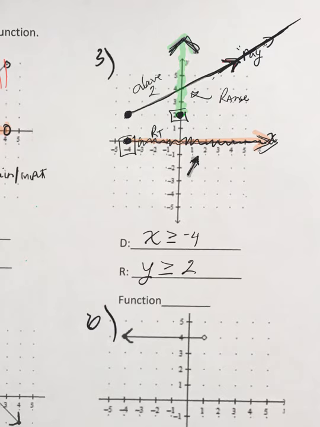And then is it a function? If you drop a vertical line, will it ever hit the graph more than one time? Nope, only hits it once, only hits it once. So yes, because it passed the vertical line test.